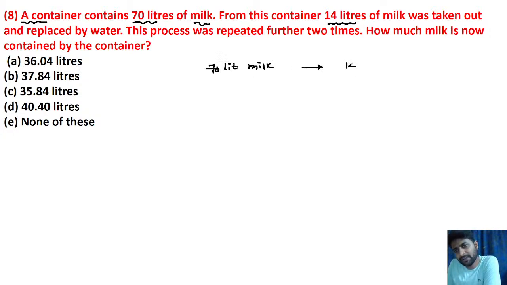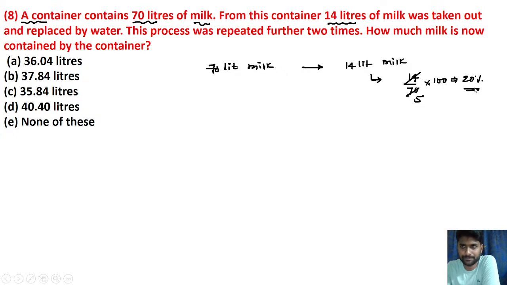Now, every time they removed 14 liters of milk. See, what percentage value we are removing means 14 by 70 into 100. So, what I understand is that 14 becomes 5 times, means every time 20 percentage of milk is taken out. Now, whatever milk we are taking out, we are replacing with water.